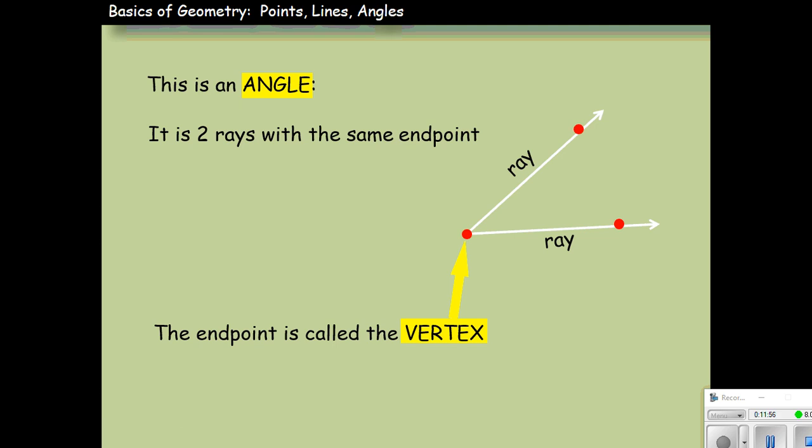It's the word vertex. I know it sounds like a sci-fi movie. A vertex. That word's going to come up over and over all year long, so you commit to knowing that one. The word vertex basically means corner in geometry. It's where two things meet each other. It's the point where they meet.